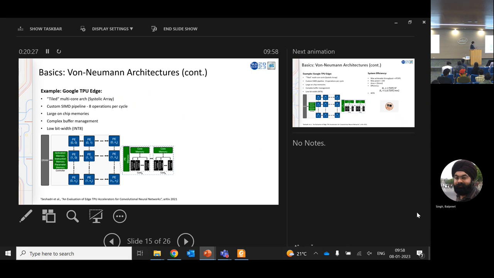And usually, especially for edge devices, you have a low bit width. If you take a look at this, for the Edge TPU, it's only int8. But if you do it at data center scale, it's obviously floating point operations that you can also run here.